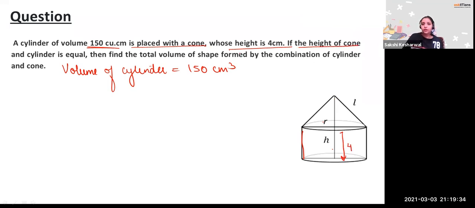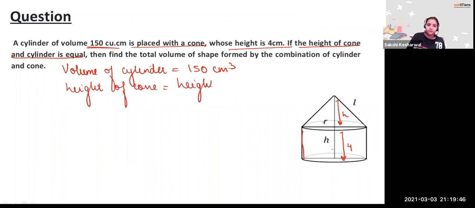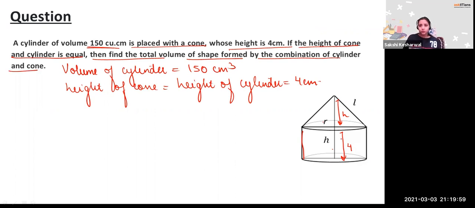And if the height of the cone and the height of the cylinder is equal, so this is also 4, right? So it is given that height of cone is equal to height of cylinder, which is equal to 4 centimeter, right? Find the total volume of the shape formed by the combination of the cylinder and the cone. So it means you will be adding the volume of both the things.